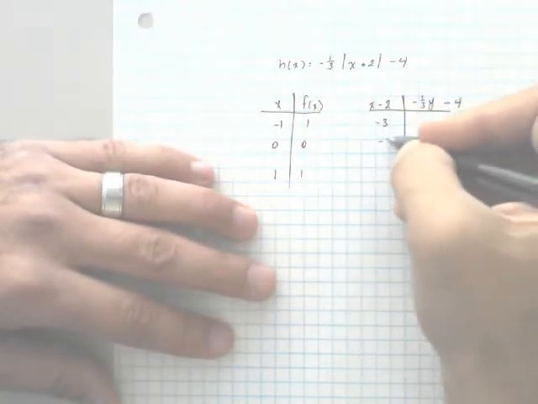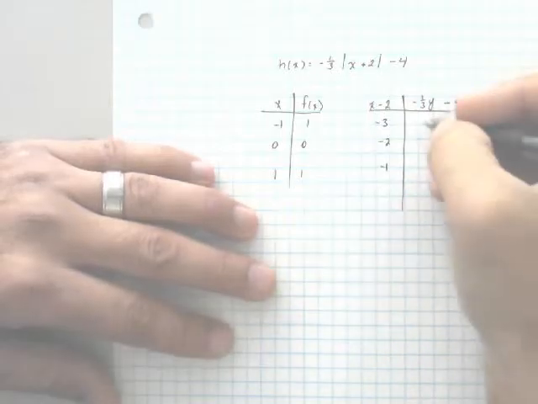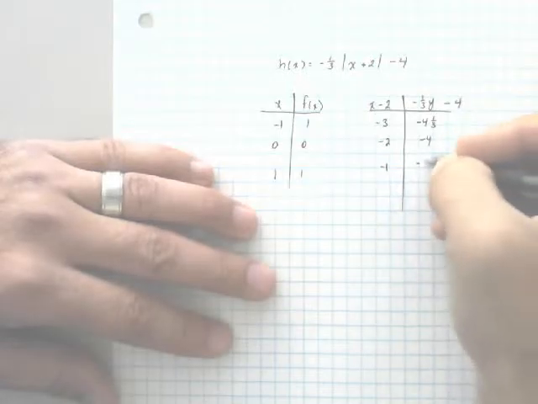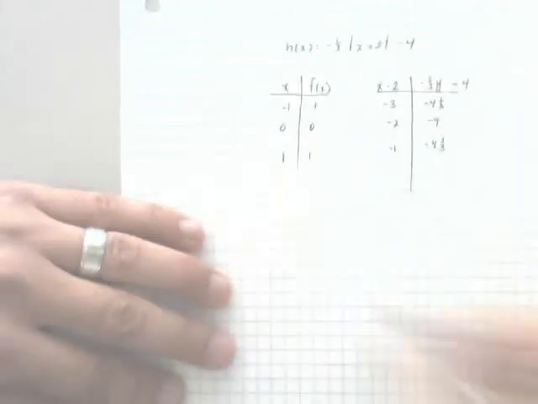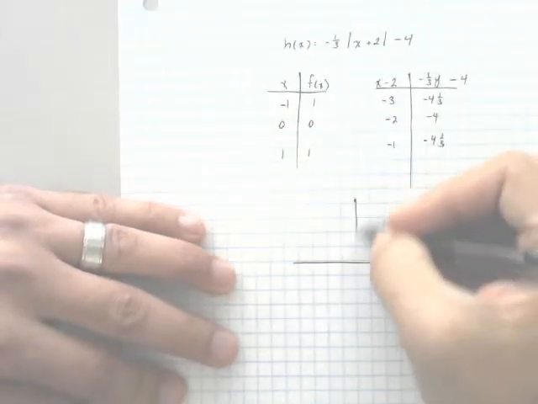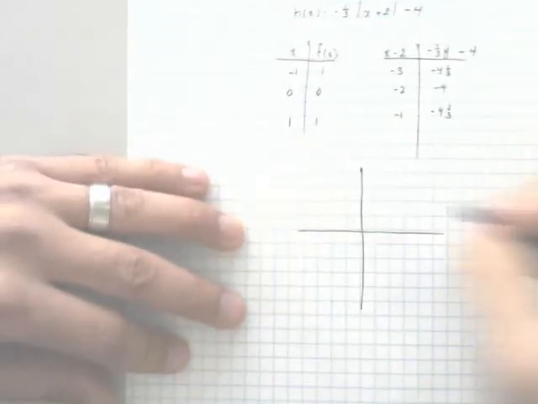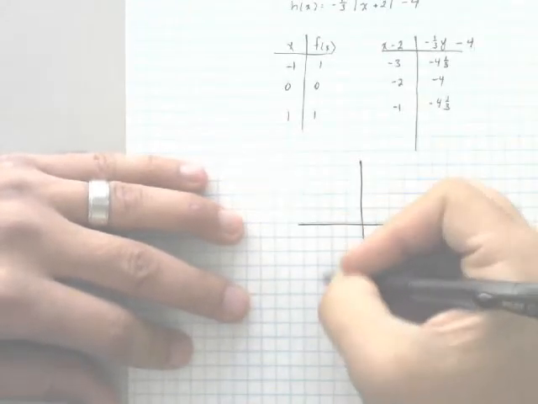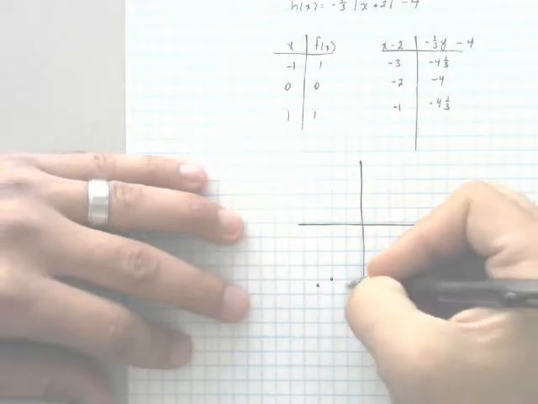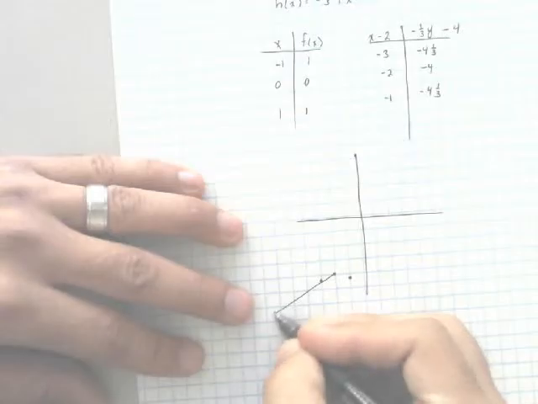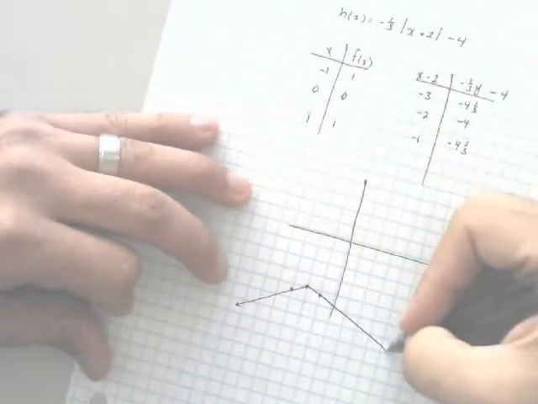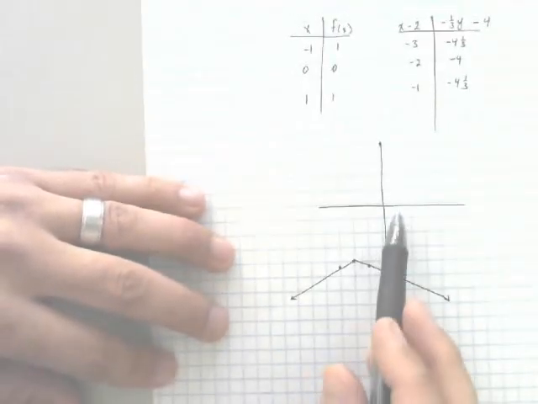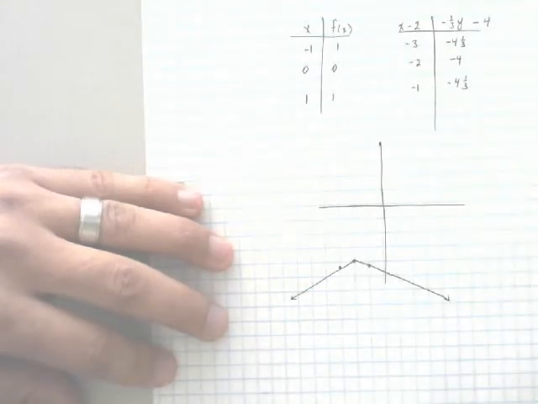So my x's are negative 3, negative 2, negative 1. My y's are negative 4 and 1/3, negative 4, negative 4 and 1/3. Okay, so then I'm going to go down here and graph my function. So negative 2, negative 4, negative 3, negative 4 and 1/3, negative 1, negative 4 and 1/3. And I can see that this guy is getting shorter but much wider. You can also tell that he's been reflected, shifted to the left 2, and shifted down 4.